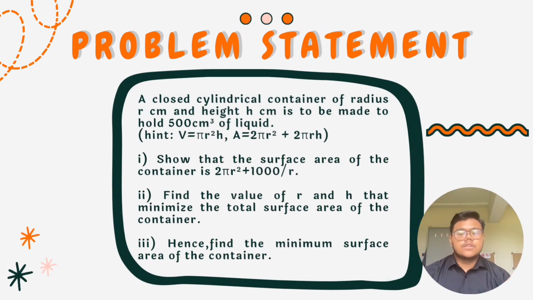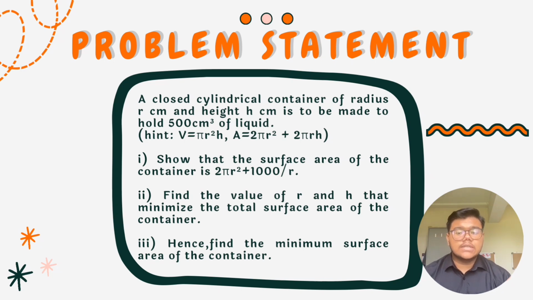So let's move to the main topic, which is the problem statement and problem solution. A closed cylindrical container of radius r cm and height h cm is to be made to hold 5,000 cm3 of liquid. Hint: V equals pi r squared h, A equals 2 pi r squared plus 2 pi r h.